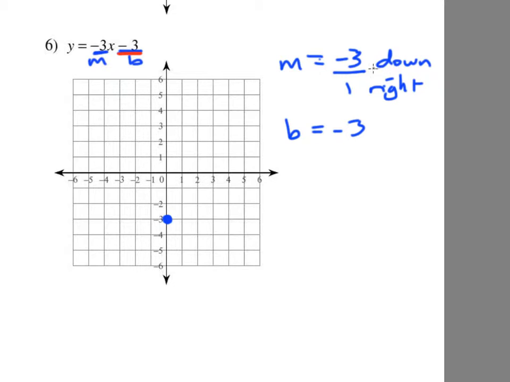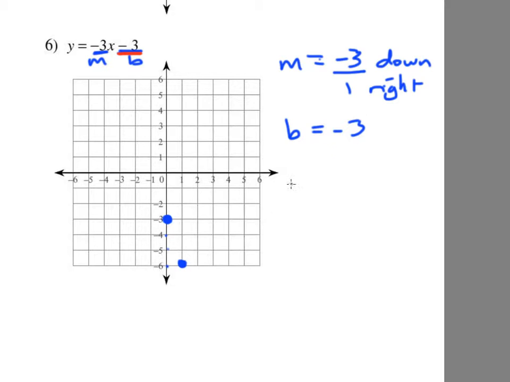So let's try this. We're going to begin here. We're going to move down 3, right 1. So let's try that. We're going to go down 3, 1, 2, 3. We're going to go right 1. Down 3, right 1. Now, let's say I ran out of space, which I did.